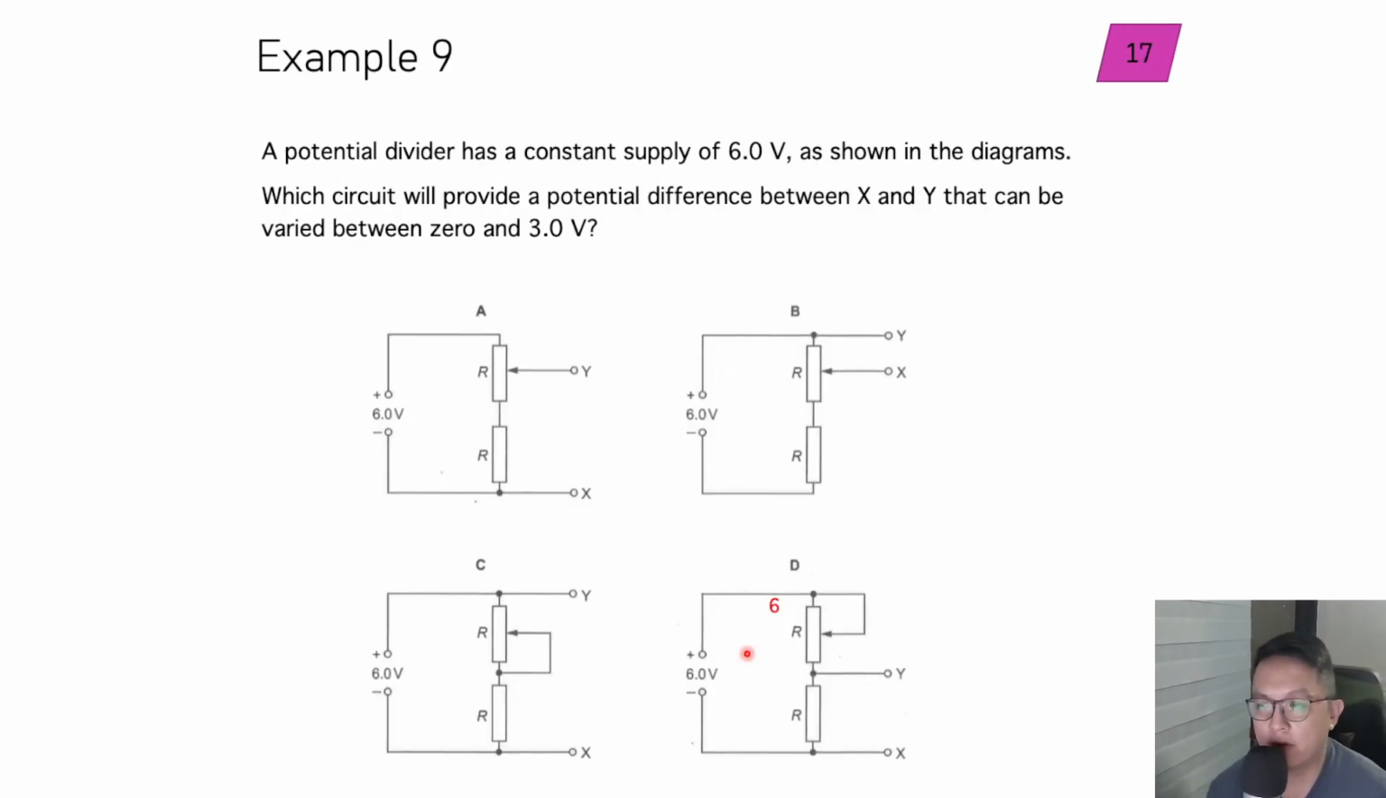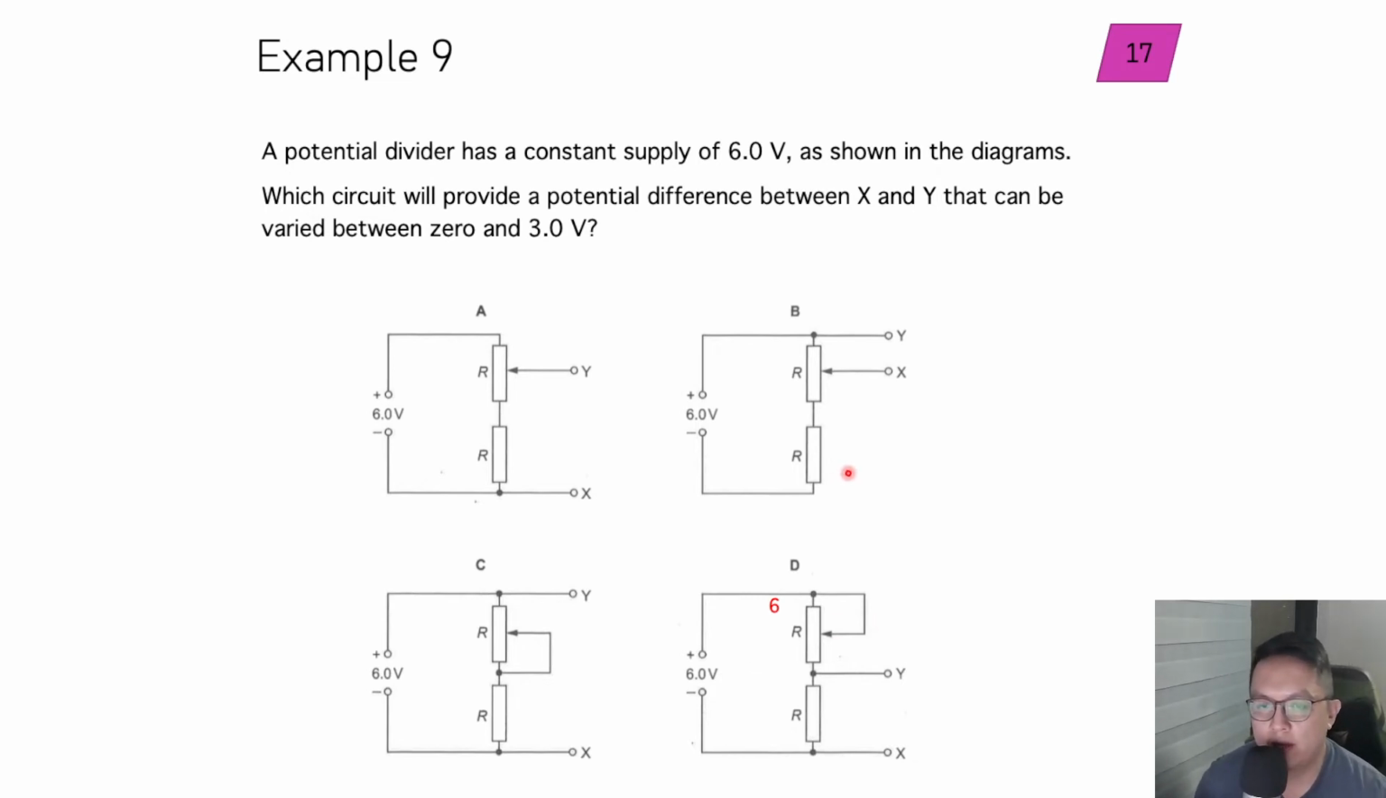This is the hard question for this section. I have a potential divider. It has a constant supply of 6 volts as shown in the diagrams. Which circuit will provide a potential difference between X and Y that can be varied between 0 and 3.0 volts?